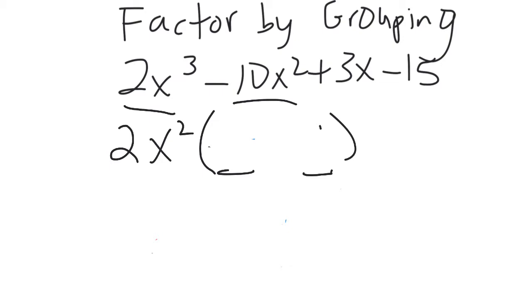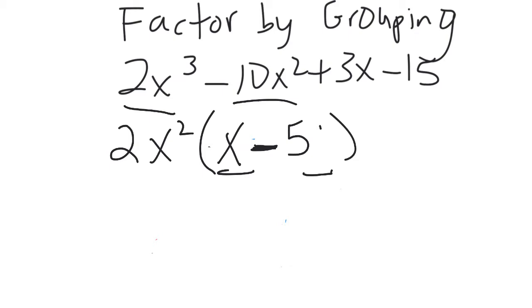All I have to think about is 2x squared times what gives me 2x cubed. Well, 2x squared, I need to get to x cubed, so I need another x. So 2x squared times x is 2x cubed. I need this minus sign in here. Then I say 2 times what gives me 10? 5. And for the x squared, I don't need any more x's because that's what I have. So x minus 5.